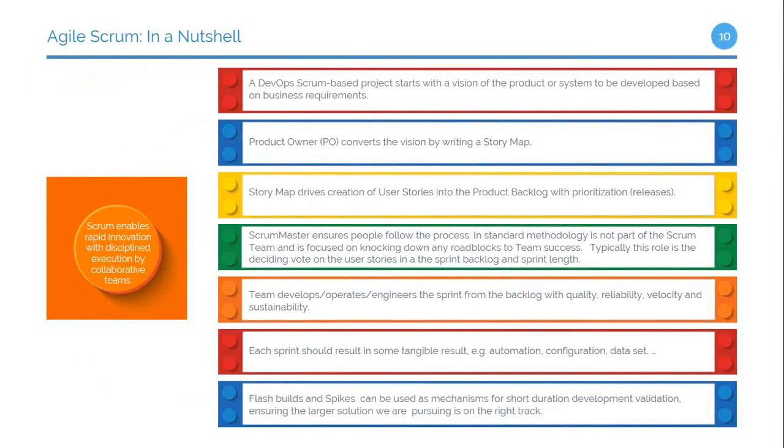So each sprint, of course, giving us some tangible result. People regularly hide the notion of design in not only Scrum, but in other Agile methodologies by calling them flash builds and spikes and prototypes and all sorts of things that are basically us doing an iterative design.